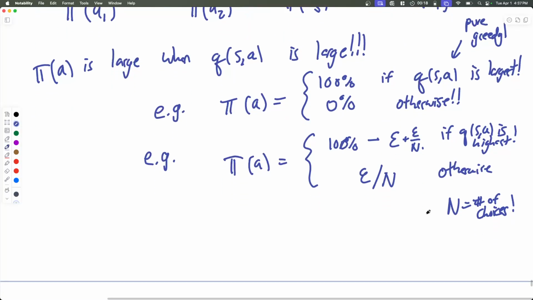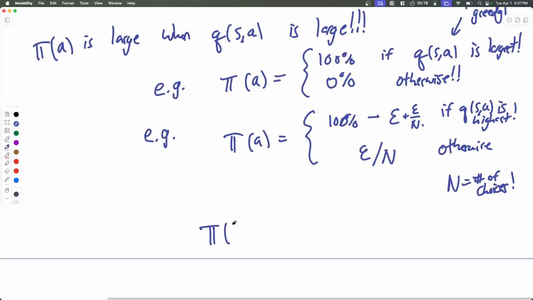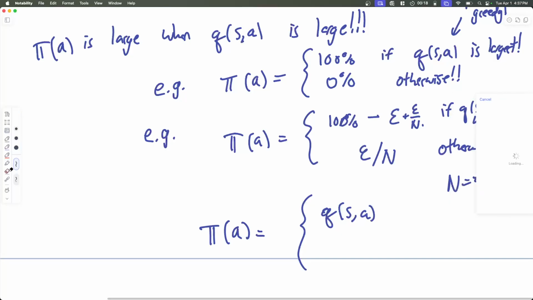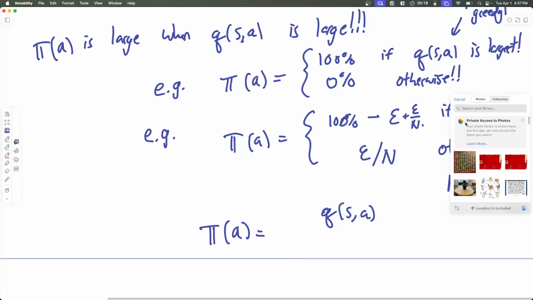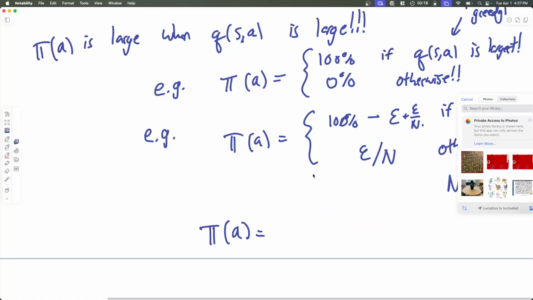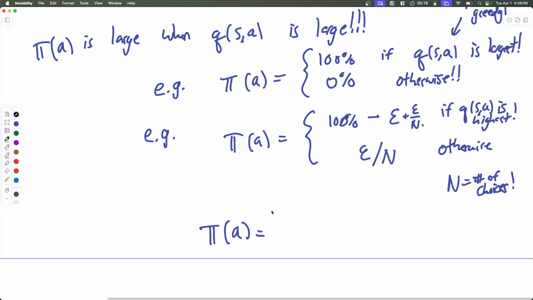Could we make it so that the probability, the pi of A, is equal to some function of the Q values? Could we type in what Q is here? So it should depend on Q. What if we just do Q of SA? Then it'll be higher for... Okay. So what if we just say pi of A equals Q of SA, right? Then if Q is big, then we have a high probability. If Q is small, we have a low probability. So it's a nice idea. Unfortunately, this won't work exactly as written.